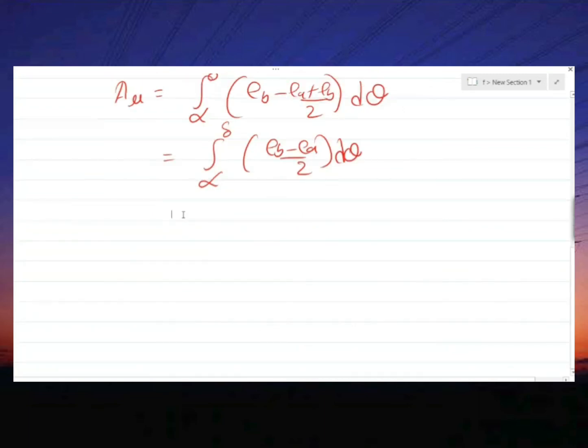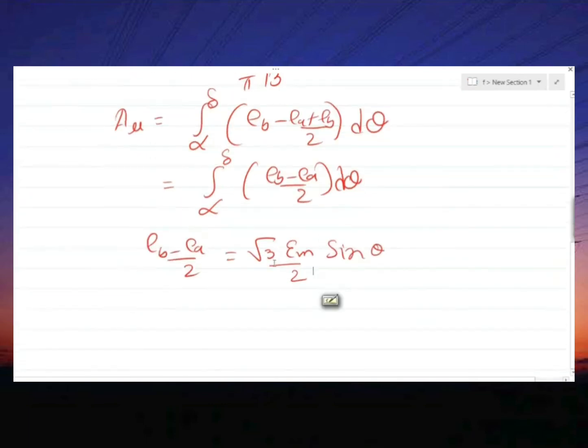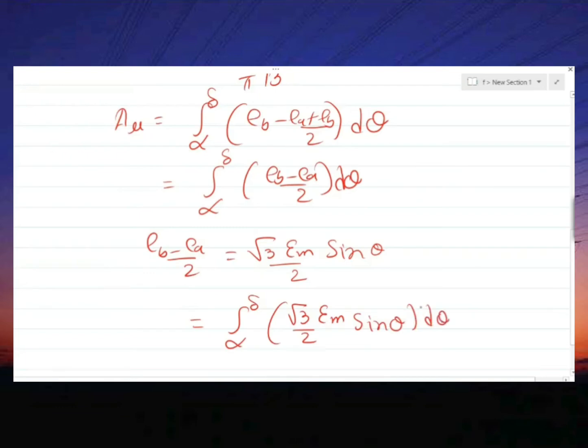Now what is (EB minus EA) by 2? Root 3 Em sin theta. (EB minus EA) by 2 is equal to root 3 Em sin omega t, or sin theta, by 2. So put the value of this in this equation and integrate that, you will get the value of area. So by putting the value of (EB minus EA) by 2 in the upper equation, your equation becomes the integral from alpha to delta of root 3 Em by 2 sin theta d theta.